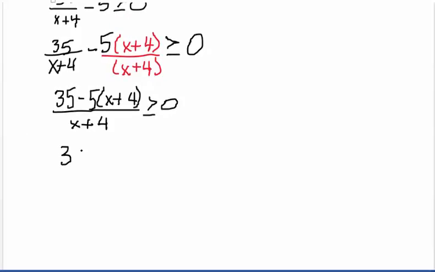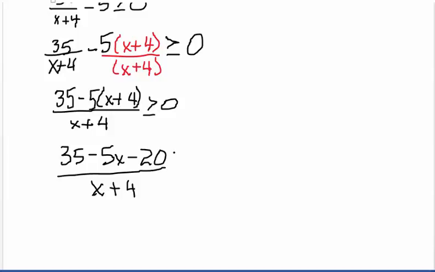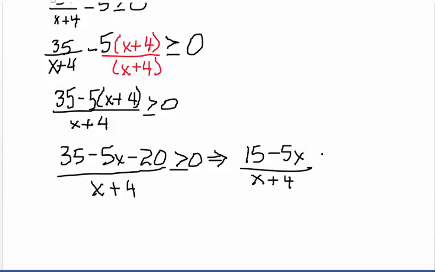All right, now I'm going to carry out the subtraction by first distributing. So minus 5 times x is minus 5x. Minus 5 times positive 4 is minus 20. And I recopy the denominator, and that's still greater than or equal to 0. 35 minus 20 is 15. So this becomes 15 minus 5x over x plus 4 is greater than or equal to 0.